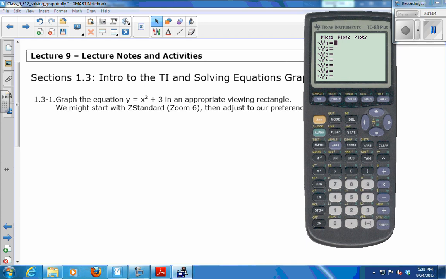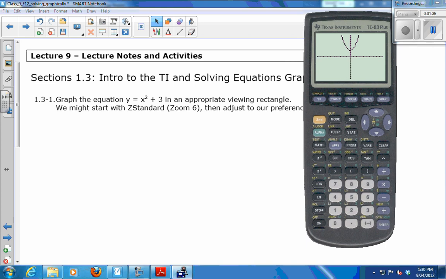All right, so now I'm going to graph y equals x squared plus 3. So in y1, I'm going to put x squared plus 3. You have the option of using the squared button or the caret 2 button. And then a good place to start would be zoom standard in terms of trying to find a window. So you hit zoom 6, which is just a -10 to 10, -10 to 10 window. And then we could adjust it to our preferences.